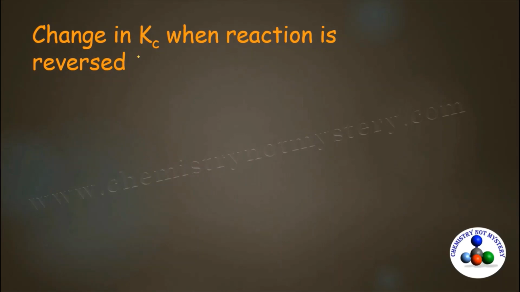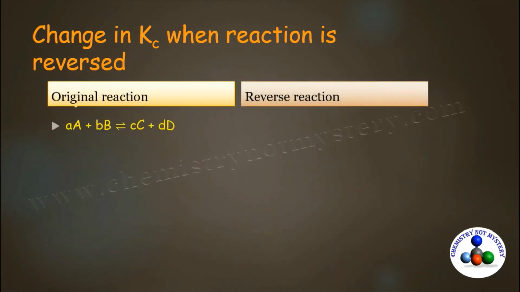Now let's see how Kc changes when reaction is reversed. So here it is the original reaction where small a moles of A reacts with small b moles of B and they are in equilibrium with c moles of C and d moles of D. Now let's write the equilibrium constant for this given equation. So you will get Kc will be equal to [C] raised to c, [D] raised to d over [A] raised to a, [B] raised to b.